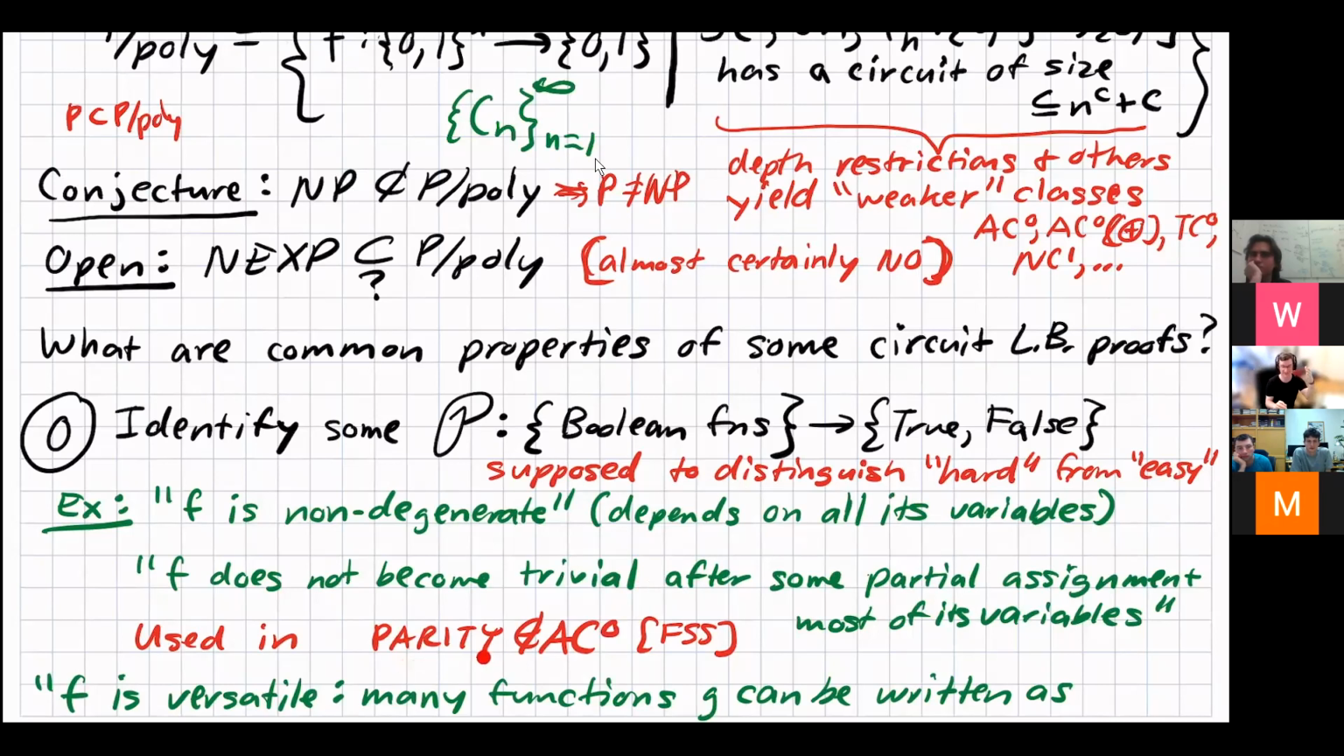So the function to keep in mind here is the parity function, which takes the sum modulo 2. It doesn't matter if I restrict n minus 1 out of n inputs, it's still not a constant function. Setting the last bit will flip the bit, one way or the other. So it does not become trivial after some partial assignment to most of its variables, but that's actually true for circuits of unbounded fan-in, so ORs and ANDs of constant depth.